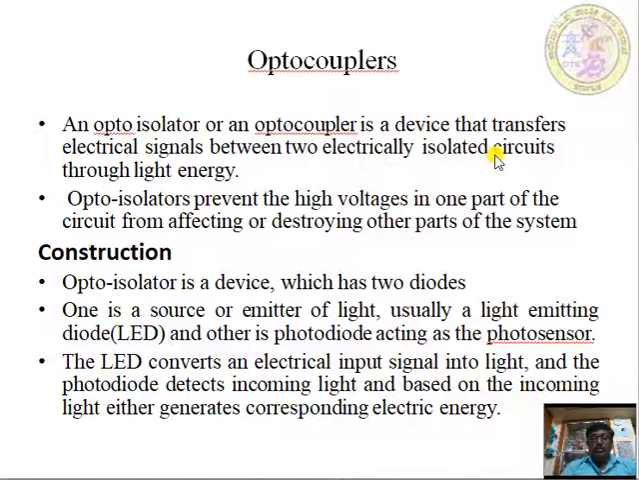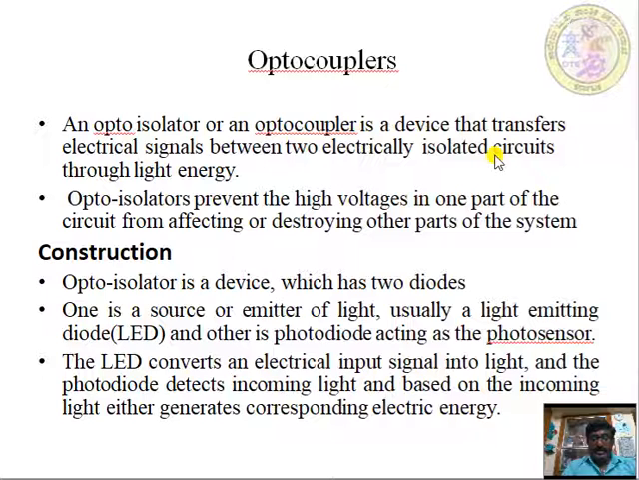Optoisolators prevent the high voltages in one part of the circuit from affecting or destroying other parts of the system. Construction: an optoisolator is a device which has two diodes. One is the source or emitter of light, usually a light emitting diode, and the other is a photodiode acting as a photo sensor. So we are using two diodes, one is an LED and the other is a photo sensor.